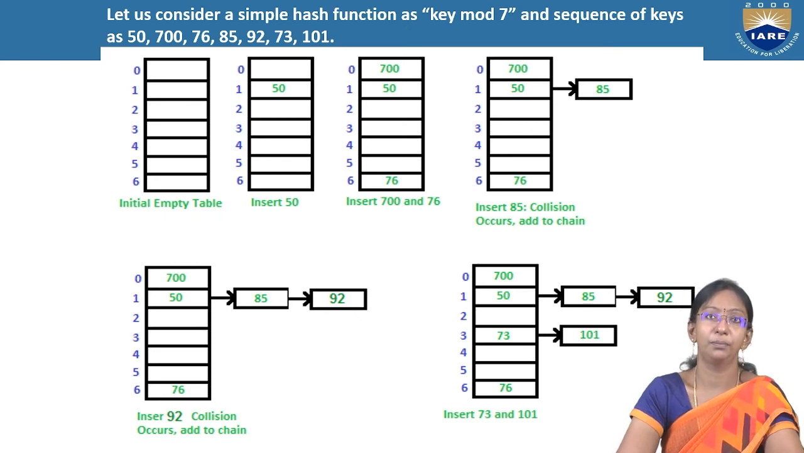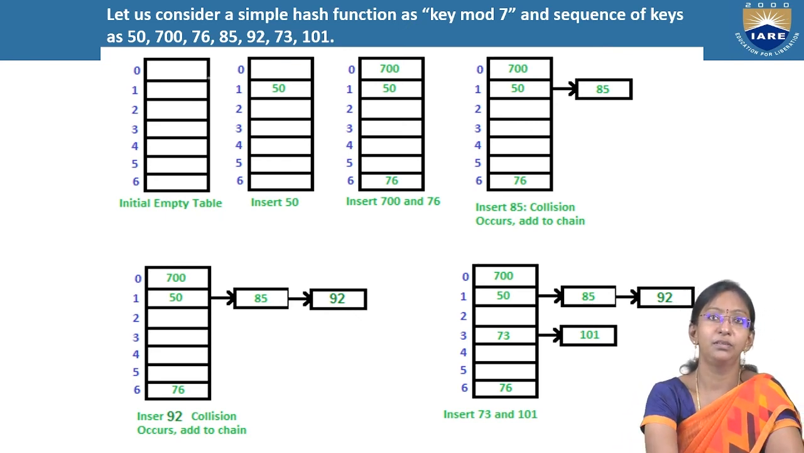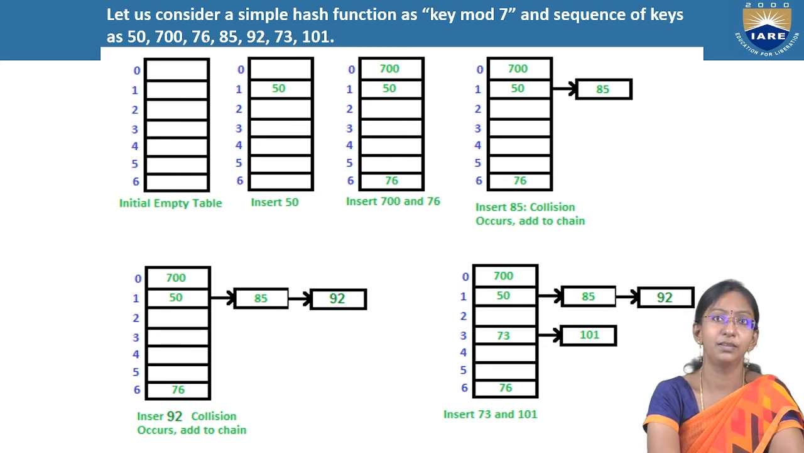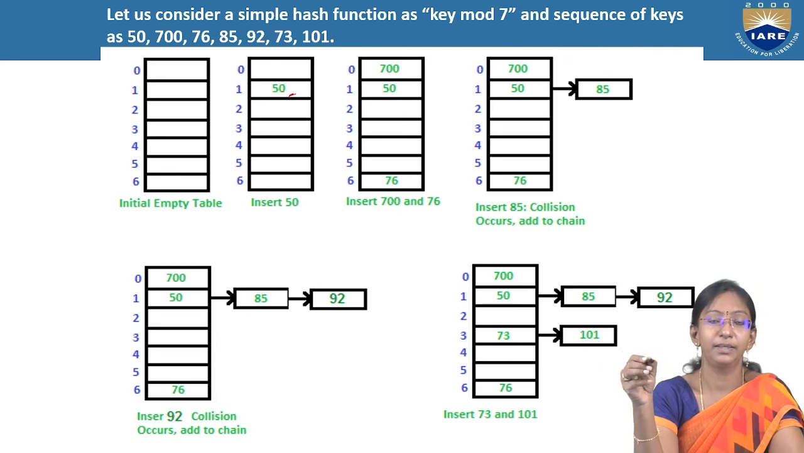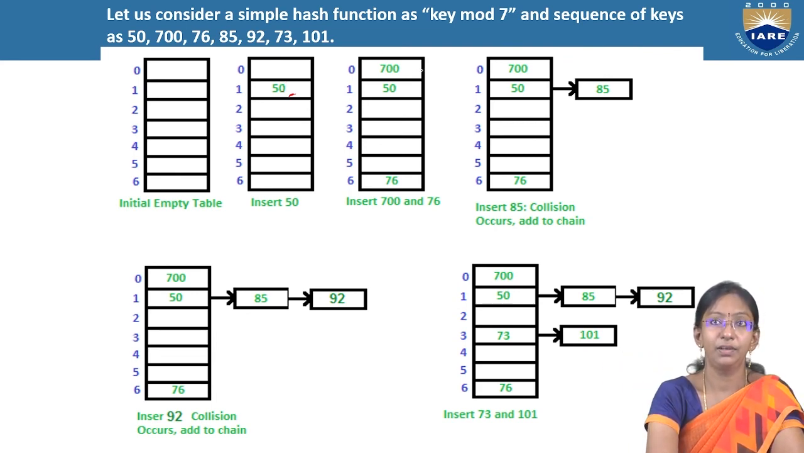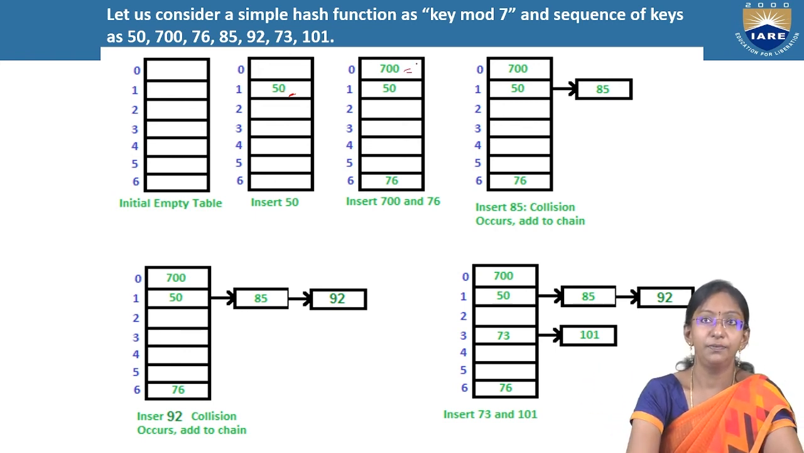Have a look at this example. I want to insert 50, 700, 76, 85, 92, 73, 101, and my hash function is key mod 7. As I said, generally we use the n value as a prime number, and I have taken 7. 50 mod 7 gives me 1, so it is entered in the hash table at index 1. Next, 700 mod 7 will be 0. Coming to 85, its modular division value will be 1.